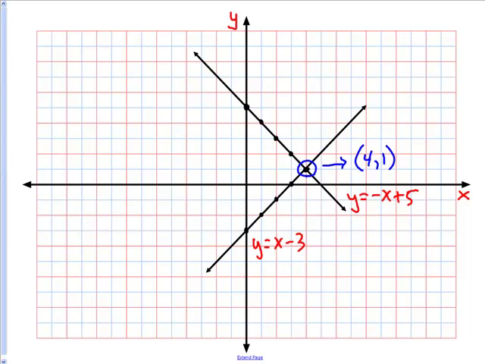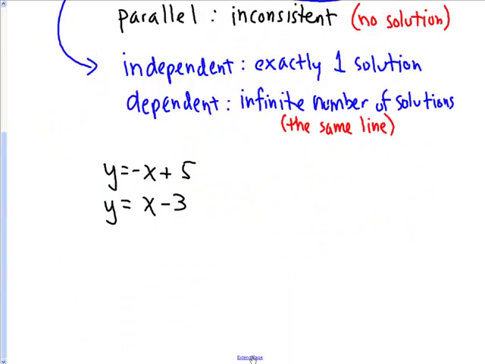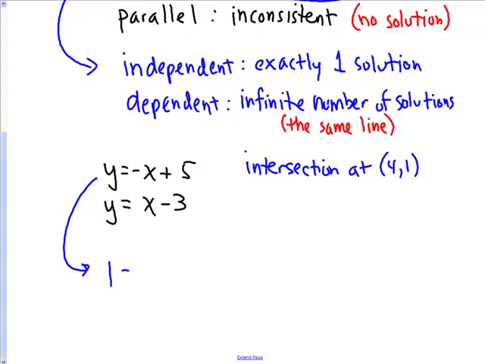So let's see if that is an actual solution. We had an intersection at 4, 1. So what we're going to do is take that x value of 4 and that y value of 1 and plug them back into each equation and see if it works. Taking the first equation, let's say 1 equals negative 4 plus 5. 1 equals 1, that is true. And the second equation, 1 equals 4 minus 3. 1 equals 1, that is true. So this is a valid solution.